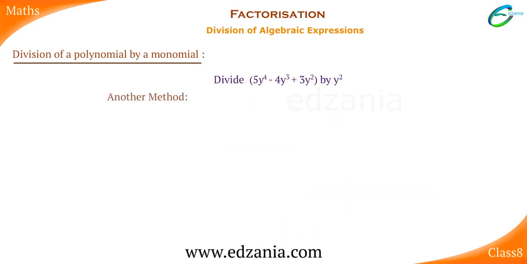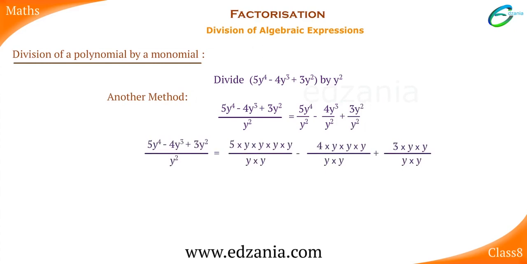Alternatively, we can divide each term of the polynomial. Divide 5y raised to 4 minus 4y cubed plus 3y squared by y squared, which is equal to 5y to the power 4 minus 4y cubed plus 3y squared by the monomial y squared. Now, factorizing each term of the numerator and denominator in terms of irreducible factors. Next, cancel the common terms from numerators and the denominators. So we get the result as 5y squared minus 4y plus 3.